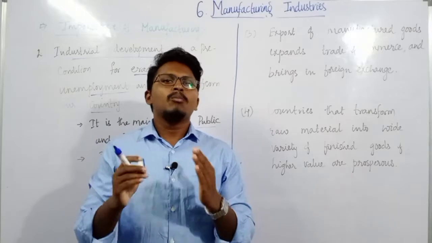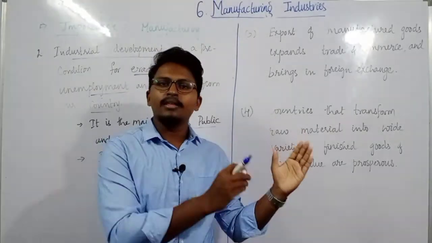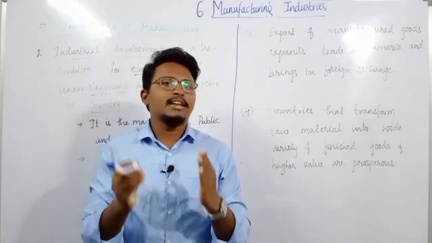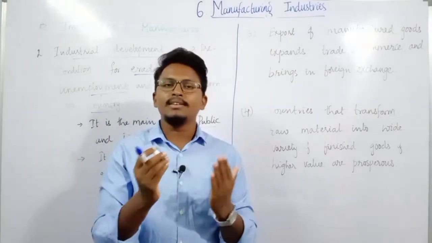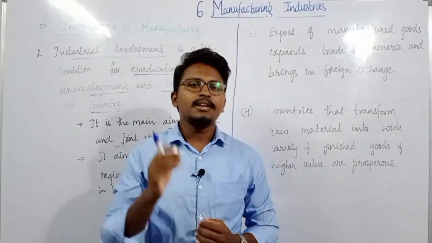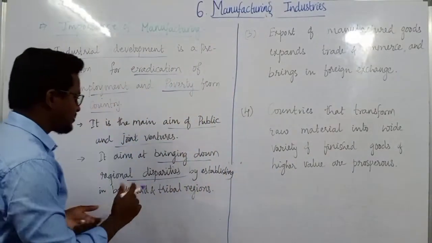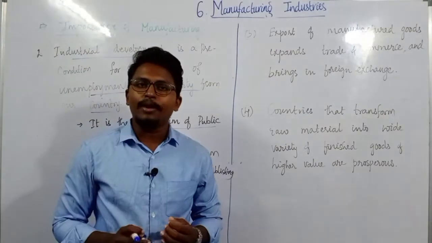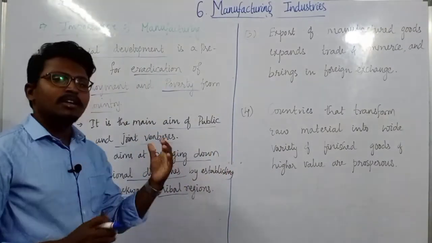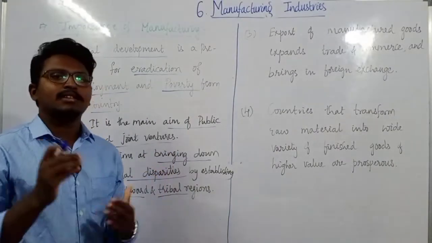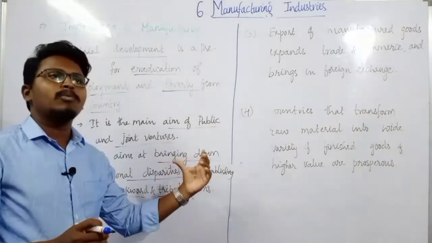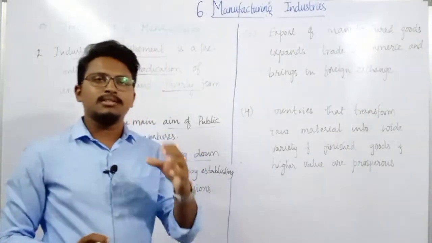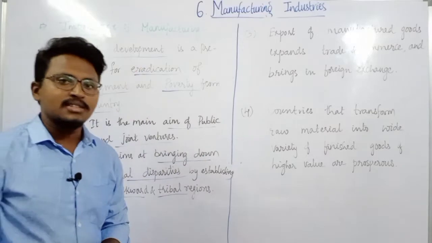What will happen? More and more development takes place only in the urban areas. Therefore, in order to balance the regional disparities, the differences between places, they have started establishing industries especially in backward regions as well as tribal regions. So it will develop the backward areas, and at the same time it provides employment opportunities for those areas. So this is also one of the very important features of manufacturing industries.